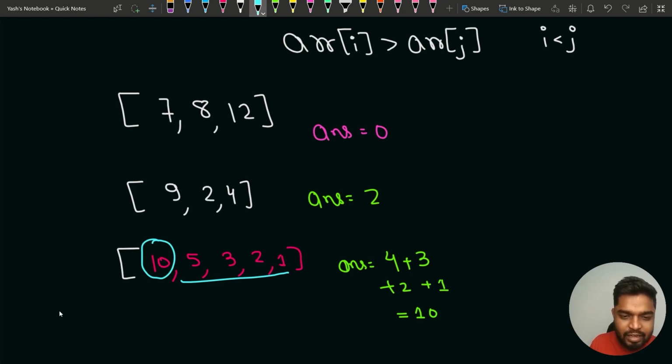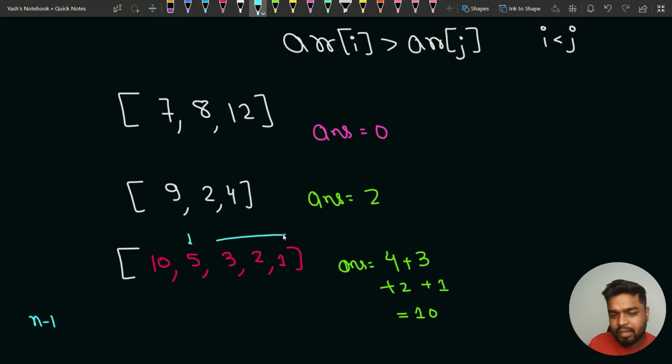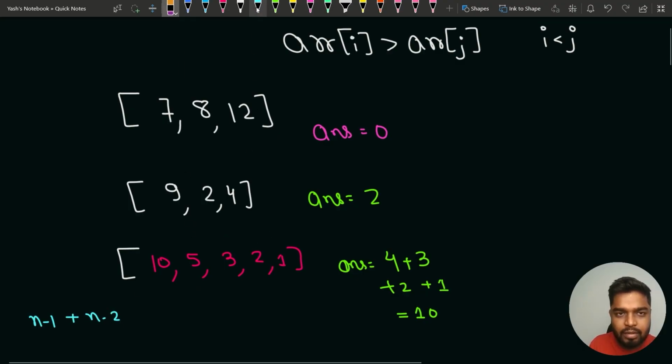So you can say that there are n minus 1 elements on the right side. Okay, then for the next element, how many elements are there on the right side? If they are all smaller, then the inversion count will be n minus 2 for this element. Then similarly for the next element, the inversion count will be n minus 3 here.